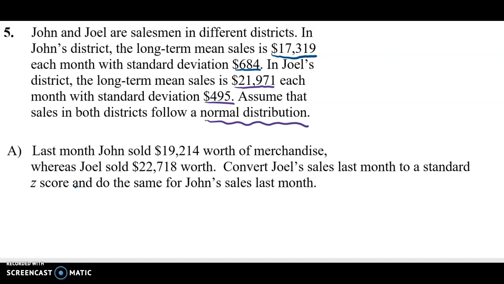Last month, John sold 19,214 worth of merchandise, so that would be his X value for the problem. Whereas Joel sold 22,718 worth. Convert Joel's last sales month to a standard Z-score and also do the same for John's last month.